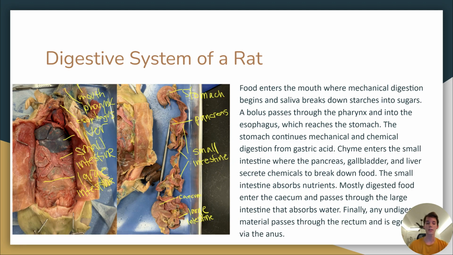And then in the digestive system, in the dissection, you can see that the path begins with the mouth and then it enters the pharynx and through the esophagus until it reaches the stomach, and that's where mechanical and chemical digestion occurs, but that also occurs in the mouth. Then in the small intestine, the pancreas, gallbladder, and liver secrete chemicals to further break down food, and that's where most nutrients are absorbed.